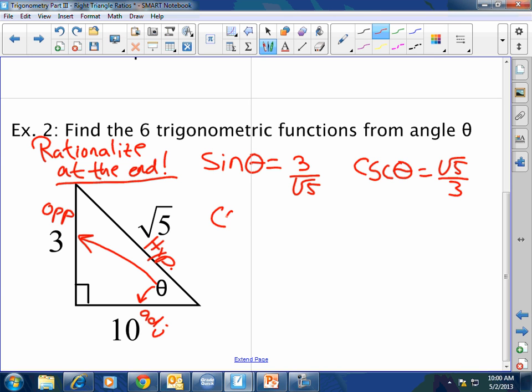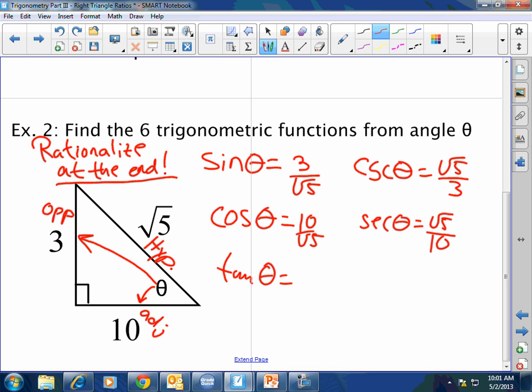Okay, what's the cosine, guys? Adjacent over hypotenuse, so 10 over square root of 5. What's the secant? It's the reciprocal. Bam, you see, we're saving a lot of time there. You don't have to do it 4 times. And last but not least, what's the tangent of theta? Opposite over adjacent, 3 over 10. And what is the cotangent? 10 over 3.